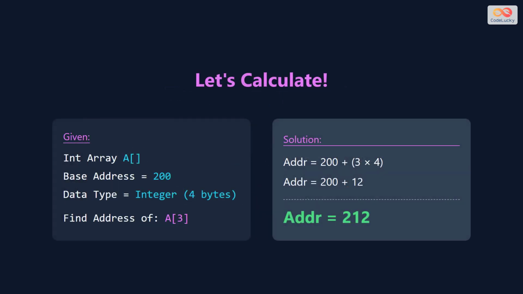Let's try an example. Suppose we have an integer array starting at memory address 200. Since integers are 4 bytes, to find index 3, we multiply 3 by 4 to get 12. We add 12 to the base of 200, giving us address 212. It is simple arithmetic.